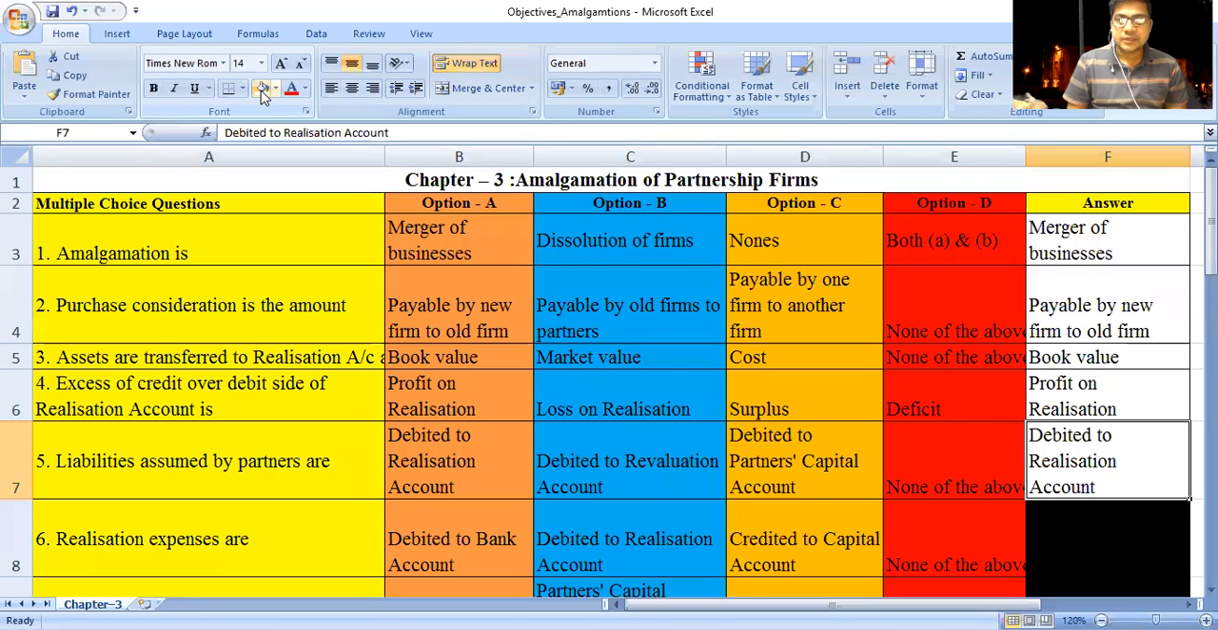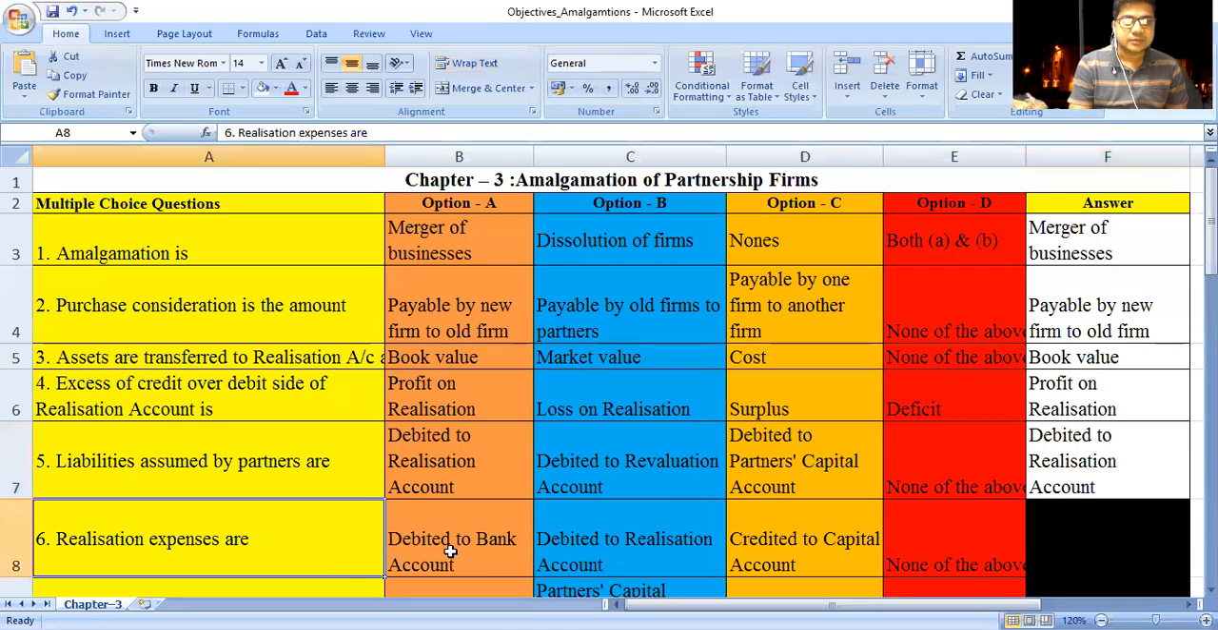Yes, but the answer is not partner's capital account. Liabilities assumed by the partner are debited to the realization account, and this is not transferred to the partner's capital account. It is debited to the realization account. These things you have to keep in mind.